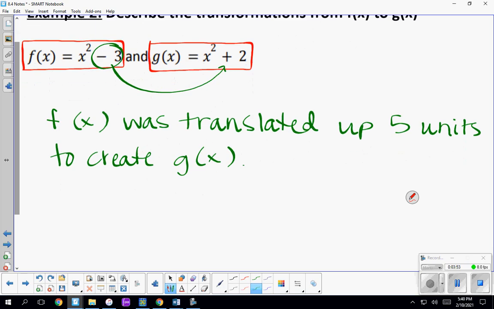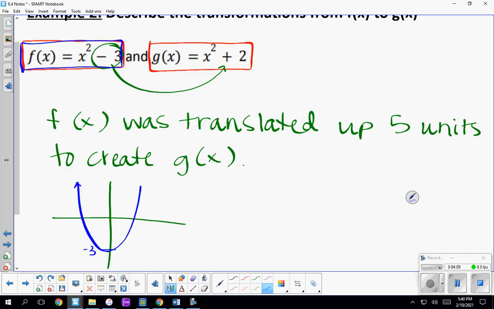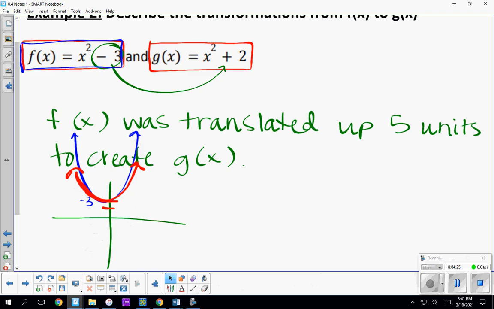Let me just give you a visual of what's going on. We'll do f of x in blue, and g of x I'll keep in red. f of x is x squared minus 3. That just means it's going to be a parabola. It's going to cross down here at -3, and so it looks like this. If I look at the graph of g of x, in red, its y-intercept is +2. You can see that if I start with the blue and move it up 5 units, I now have the graph of g. So we say g is a translation of f of x moved up 5 units.